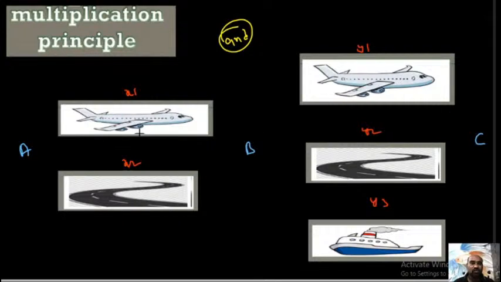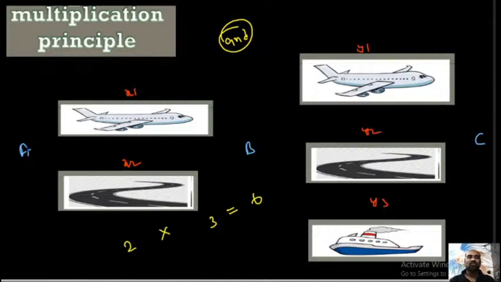Okay. So A to B has 2 ways. B to C has 3 ways. You want to travel from A to C. How many different ways can you travel? I can say 2 into 3 ways you can travel. That is 6 different ways. Understood? What is the meaning of that?